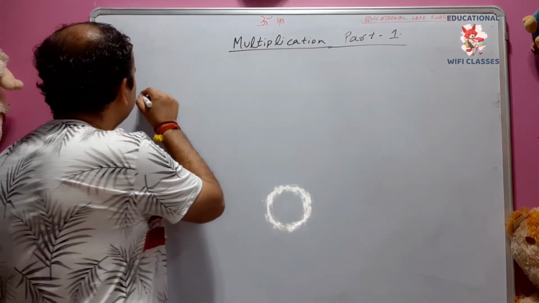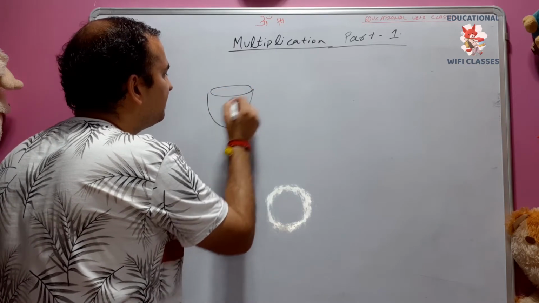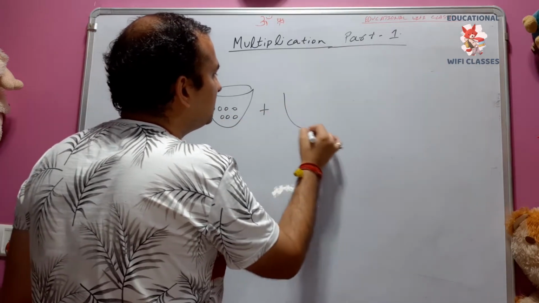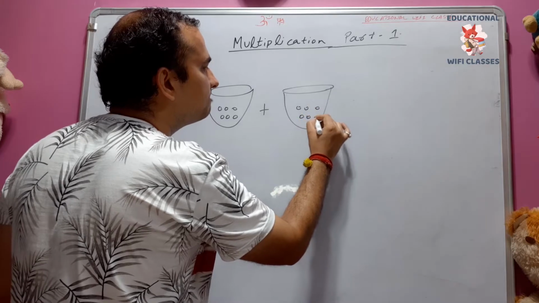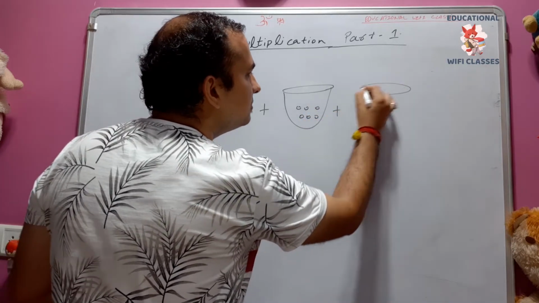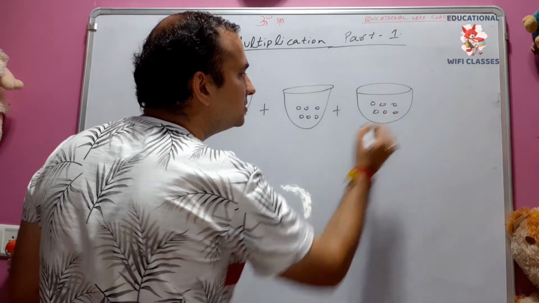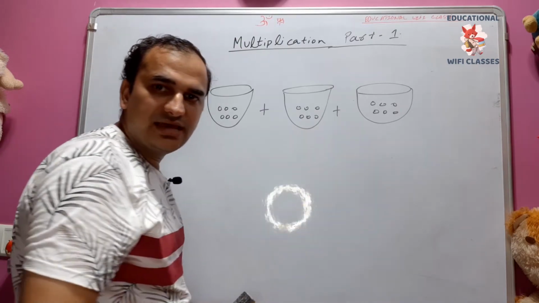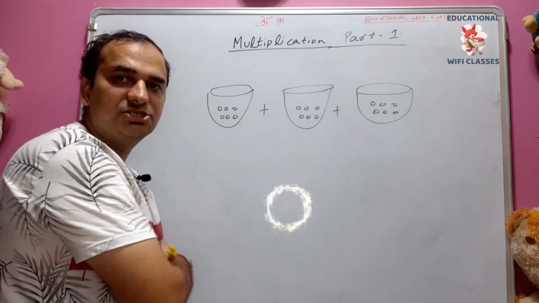Example, here I have one bowl which is having 6 items or 6 balls, plus another bowl with 6 balls, plus another bowl with 6 balls. So I am adding the same amount of balls every time, correct? So I have 3 bowls with 6 balls each.